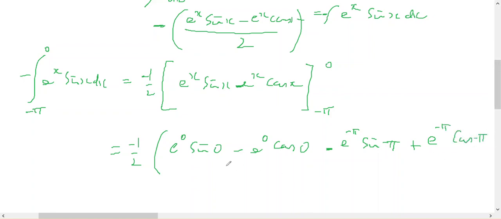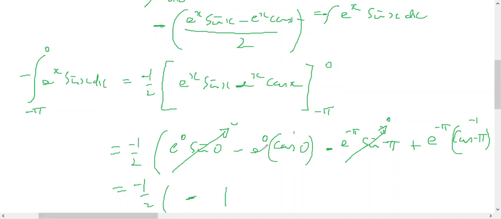e to the 0 is 1, sine of 0 is 0, sine of minus pi is 0. Cos of 0 is 1, cos of minus pi is negative 1. So it gives me negative a half, minus 1, because e to the 0 is 1, cos of 0 is 1. Then that's 0.